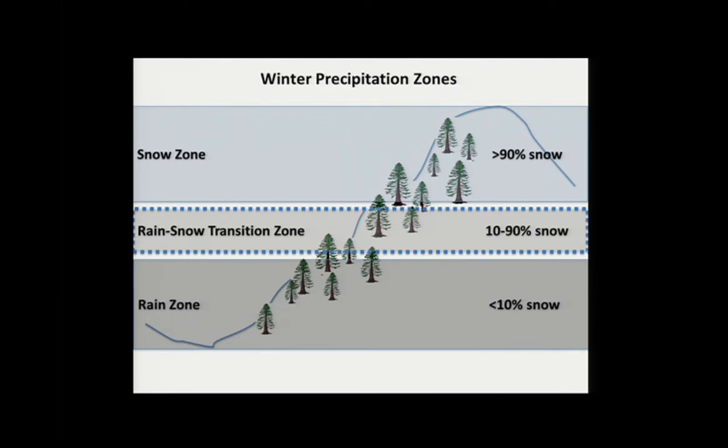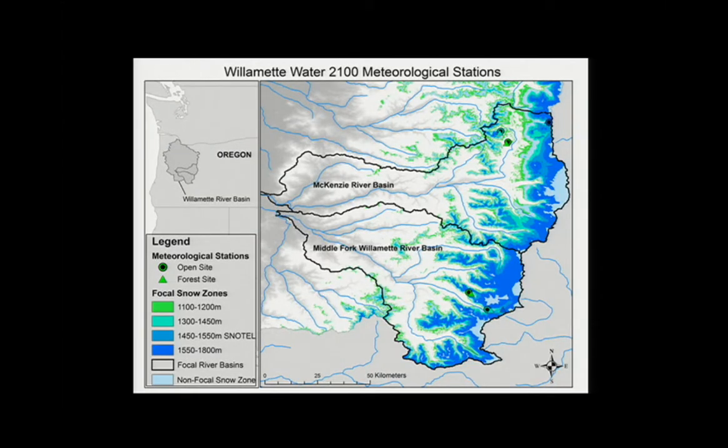So, but you have these forests that go throughout these different zones. Here are our study sites. They're the dots that are indicated. I can't see them. Here they are.